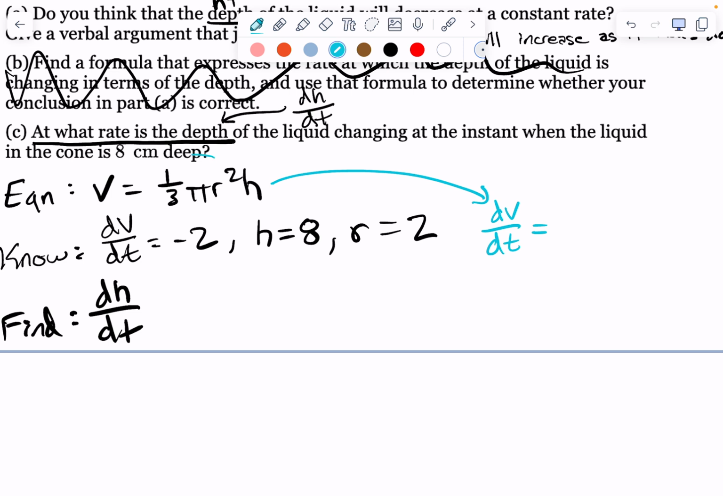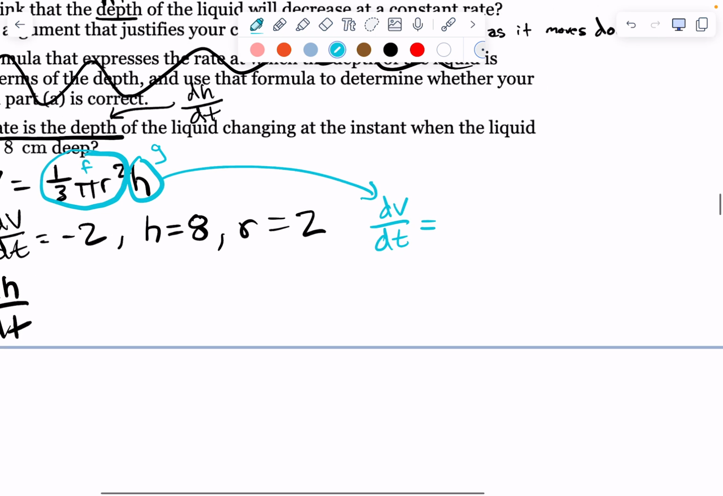Product rule, because we have two variables, right? So I'm going to say that this is the f, and this is the g. Okay? We have f prime g plus g prime f.